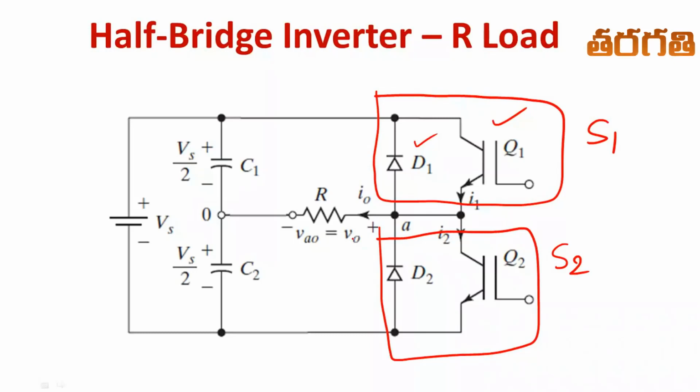Whenever you apply trigger pulses to Q1, you are not supposed to apply the same trigger pulse to Q2. That is what is meant by complementary logic. This is the interconnection point, and it is represented with A.